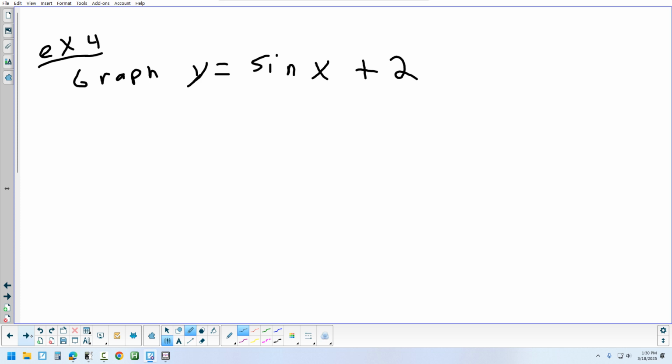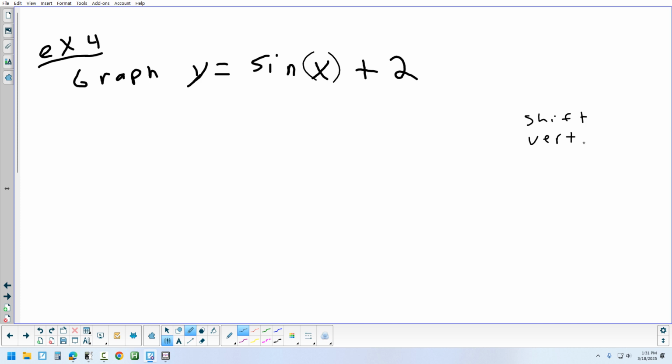First thing, make sure you look at the equation. Ask yourself, what operation are you doing? That'll tell you if it's a shift or a stretch. And then where is it? Inside or outside? What operation is this one? Addition. Addition or subtraction is always a shift. And it's on the outside. Outside always means vertical. So this is a vertical shift.